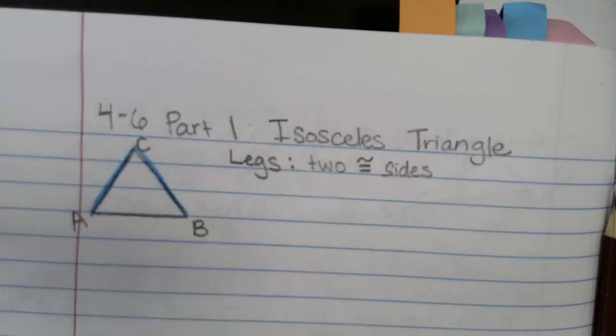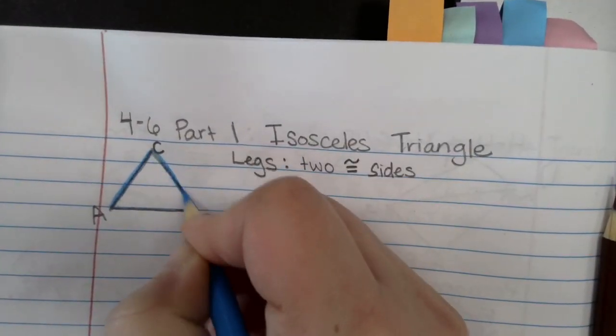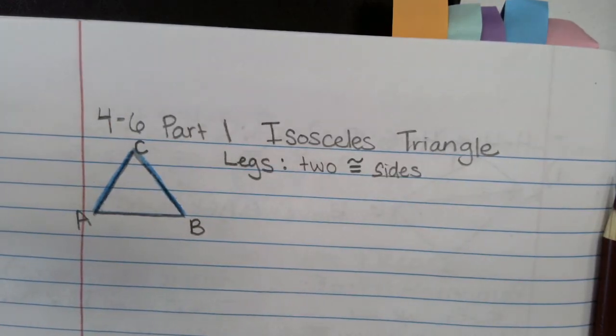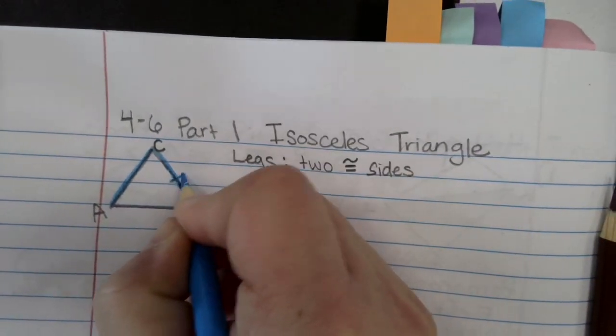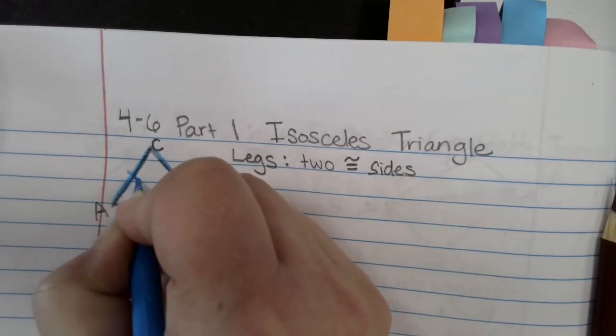And how would I show in that picture, other than just coloring them, that these are the same or they go together? Tick marks, good. So I'm going to do a tick mark here, tick mark here.